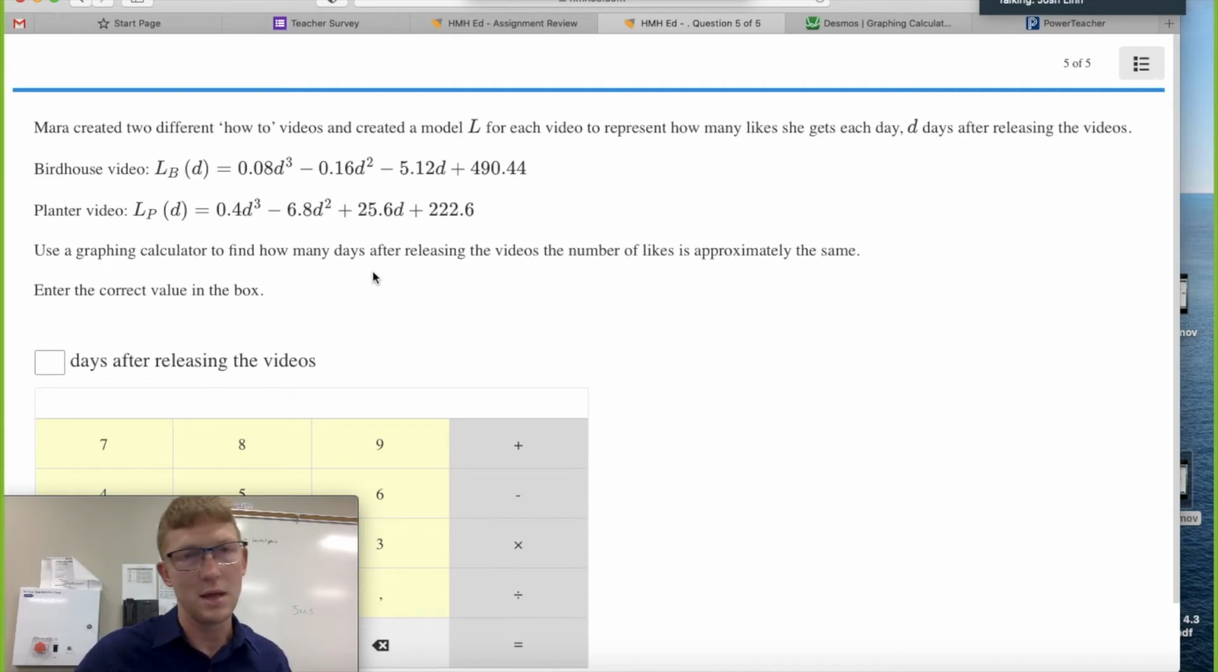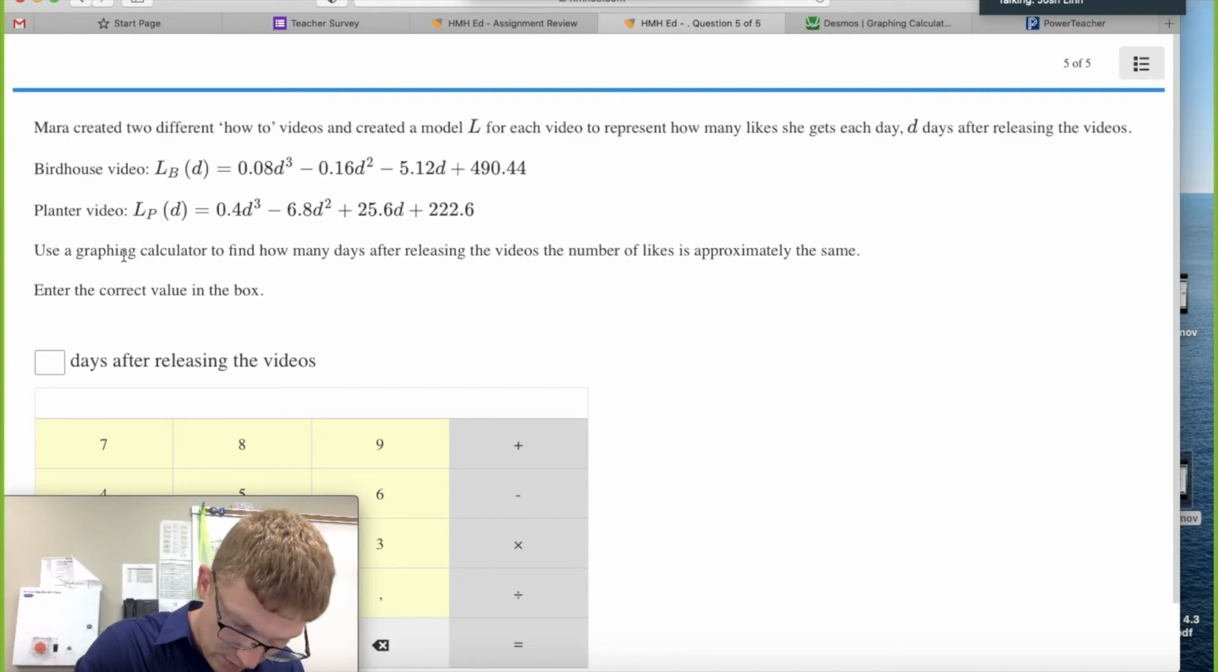So we want to figure out when these functions are equal. So we can either set them equal to each other, or we can just automatically subtract one of them from the other. Doesn't necessarily matter which one we do from which one, but that's what we're going to do. So we're just going to take the top, subtract the bottom. So we're just going to change all the signs.